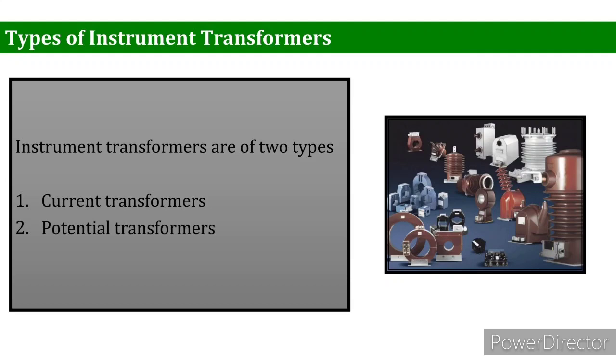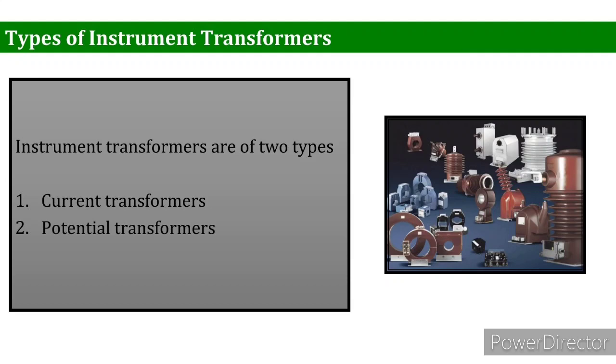CTs alone are used at commercial and industrial level, who consume a large amount of electricity, and for this the current is stepped down so the meter can read it. For example, a turn ratio is something like 200 is to 5 or 40 is to 1. That means if the real load is 40 amperes, it converts into 1 ampere or 5 ampere. So whatever the meter reads, you would multiply it with the multiplying factor.